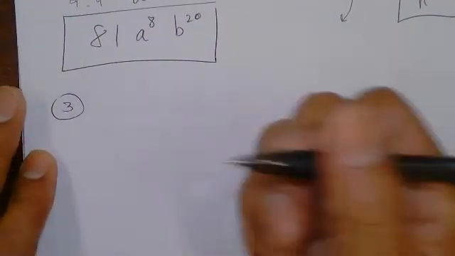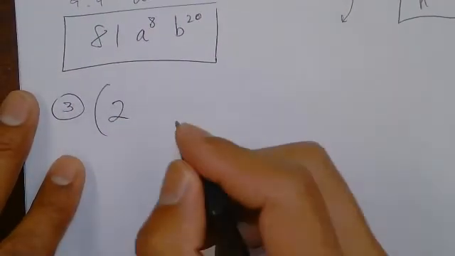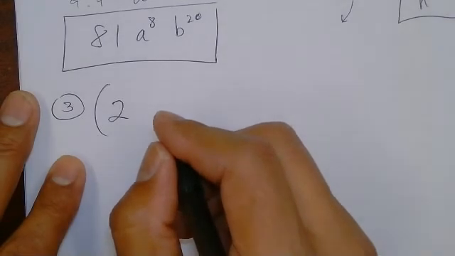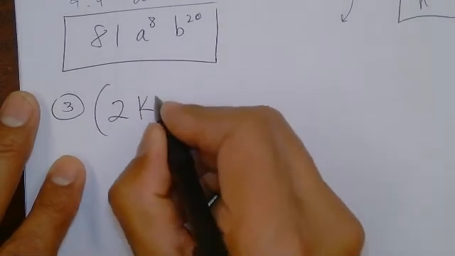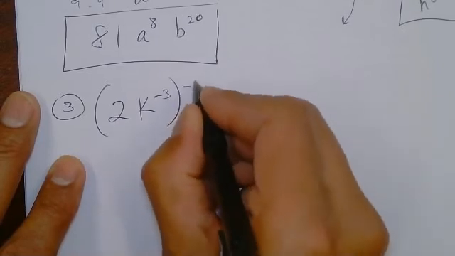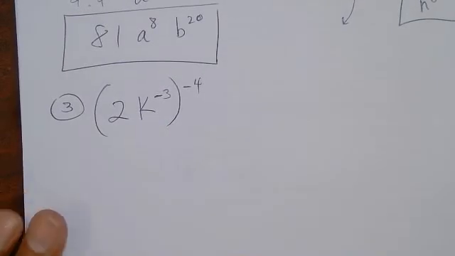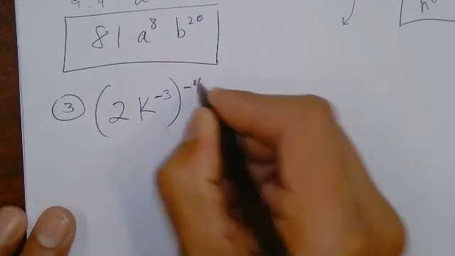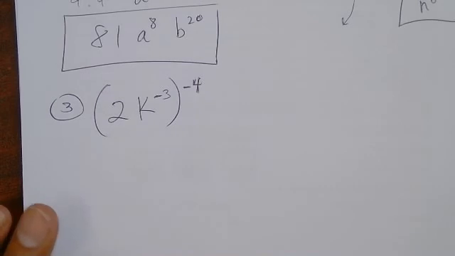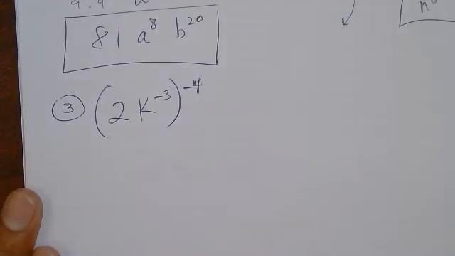All right, number 3. Now, what about this? What if you have 2k to the negative 3, all to the power of negative 4? See, now this one out here has the negative exponent. Dean, any ideas? You're giving me answers already? No, we're not going to sit here and just try to look at it and get an answer. No, that's not right.